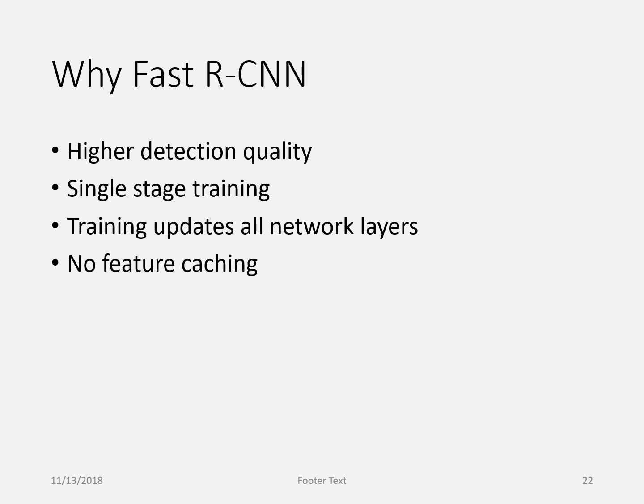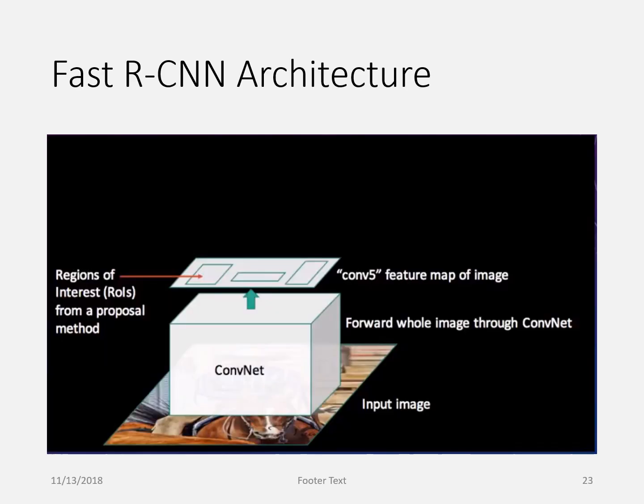So a new algorithm was proposed. It was Fast RCNN. So why Fast RCNN? It was observed that the detection quality was improved in Fast RCNN. The process was streamlined and it was single stage training. The training updates all the network layers, and there was no feature caching. Because of that, it was much less expensive in terms of time and resources as well.